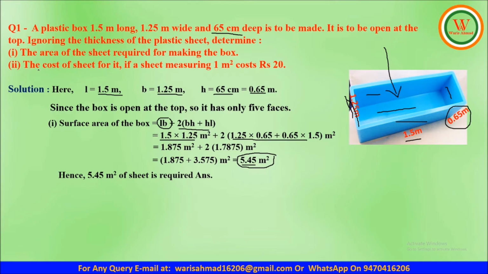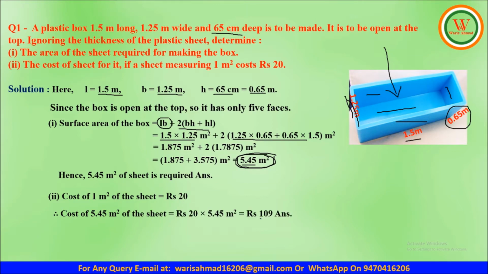Now in the second question, we have to find out the cost of sheet for it if the sheet measuring 1 meter square cost rupees 20. Since the cost of 1 meter square of the sheet is equal to rupees 20, hence the cost of 5.45 meter square will be equal to 20 multiplied by 5.45, and the final answer of the second question is 109 rupees. Now let us consider question number 3.